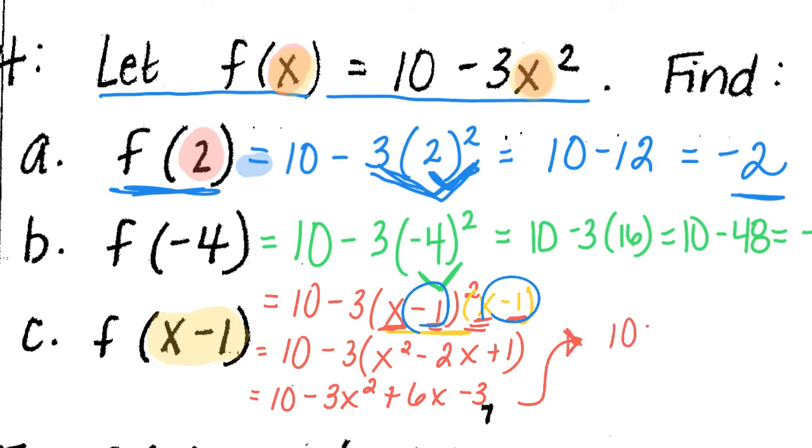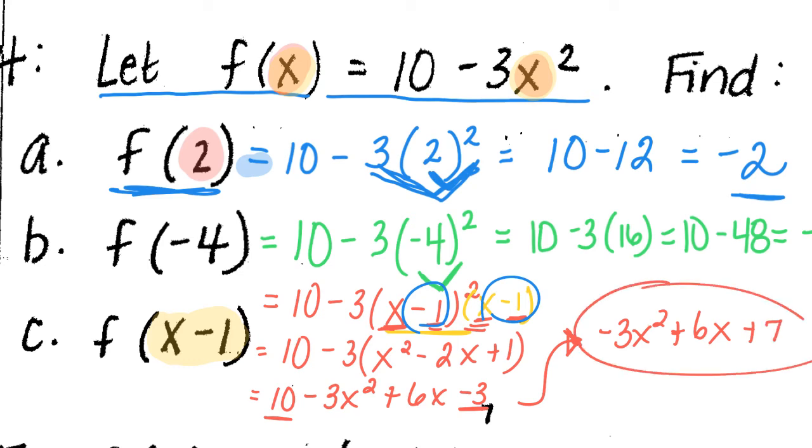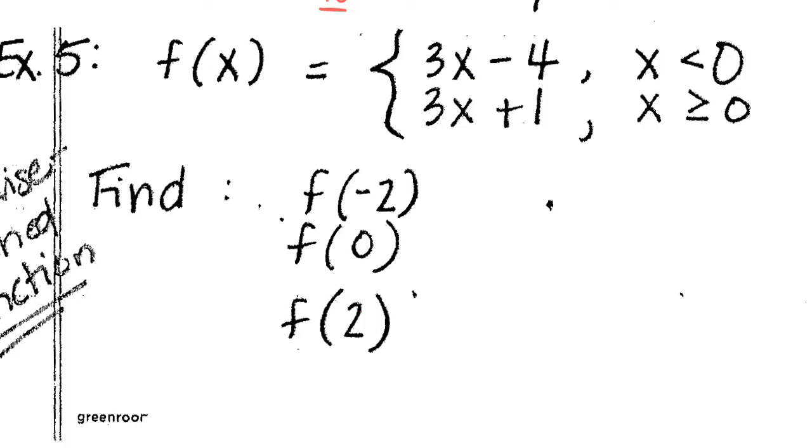10, just kidding, I didn't add like terms. Try that again. Negative 3x squared plus 6x, and we're adding 10 and negative 3, which is 7. All right, great job. We are moving on.